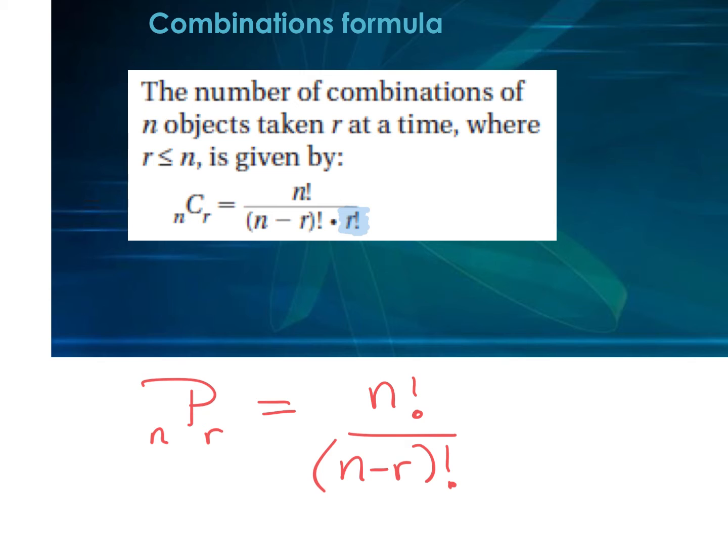So we're dividing by a number, and that's why we're going to end up with fewer combinations than permutations. So it's essentially the same formula. The only difference is we add this r factorial and then change this to a capital C. That's the only change in the formula. So let's go ahead and try to use this formula now.